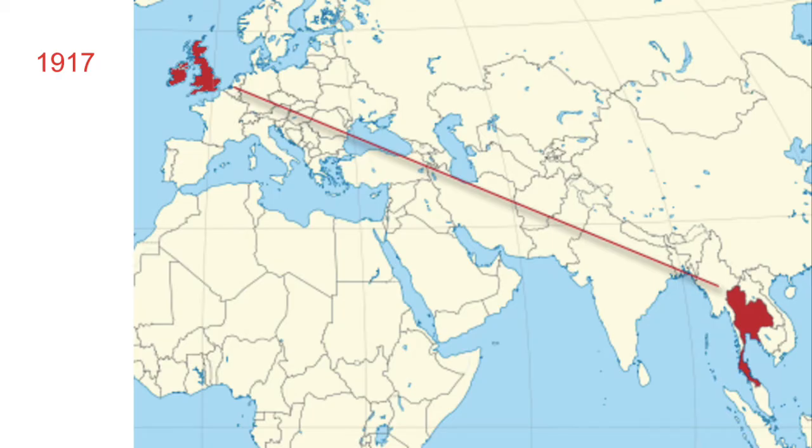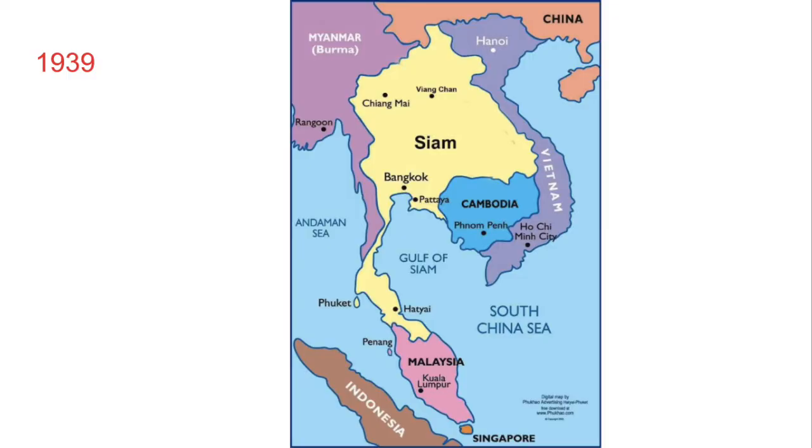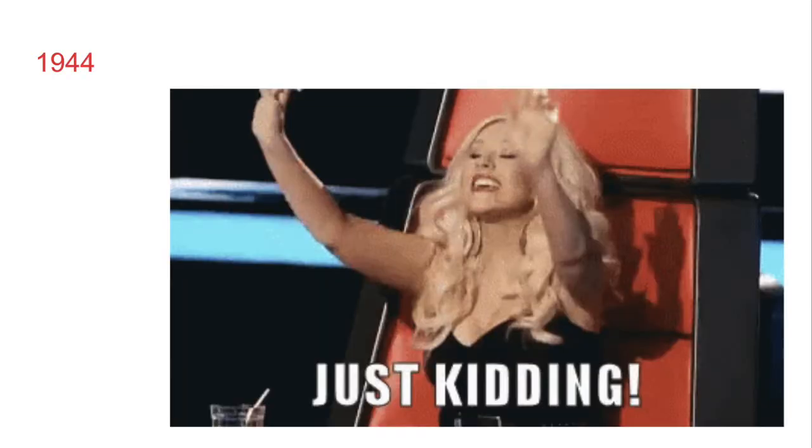1917, Thailand and England form an alliance during World War I. 1932, a revolution brings the end to the monarchy of Thailand. A representational government is created. 1939, Thailand, which had been known as Siam, changes its name to Thailand. 1941, Thailand gets invaded by Japan. The invasion results in Thailand having to fight alongside Japan in World War II. 1944, Thailand basically says, "I was just kidding," in relation to its previous declaration of war against America and Britain. When the war is over, Thailand and America become allies.